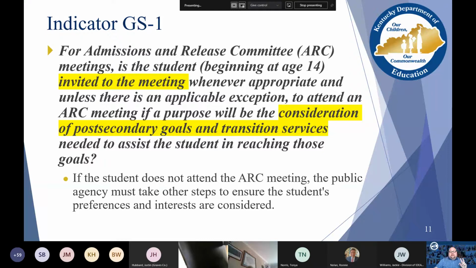If you don't document it, it didn't happen. And please make sure, that makes your job so much easier. That makes our job so much easier. Please make sure that you're documenting things appropriately.